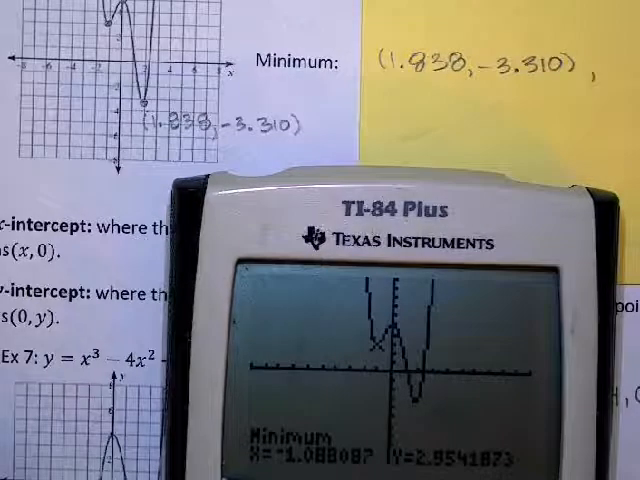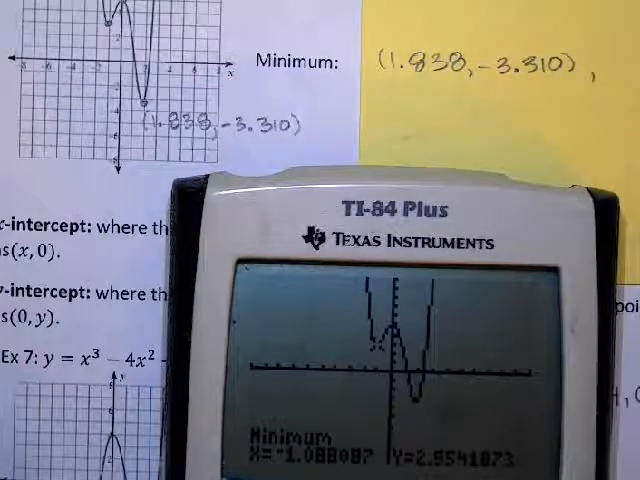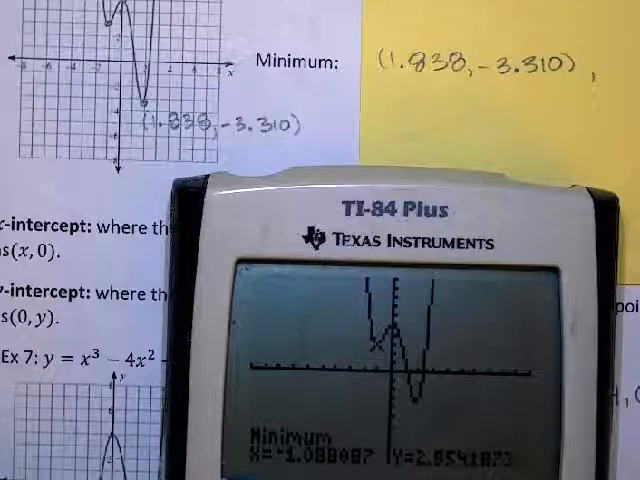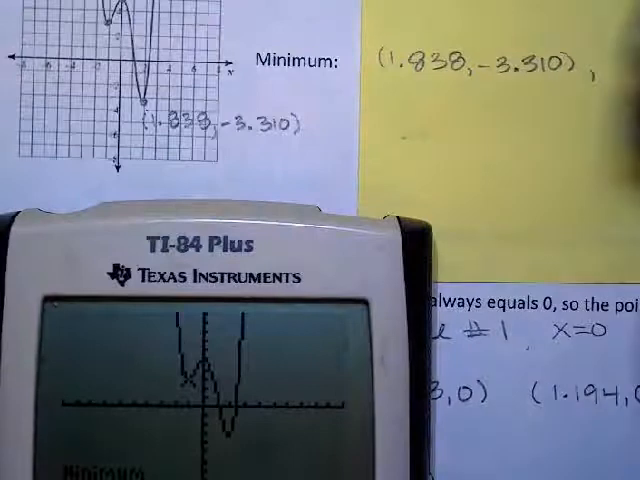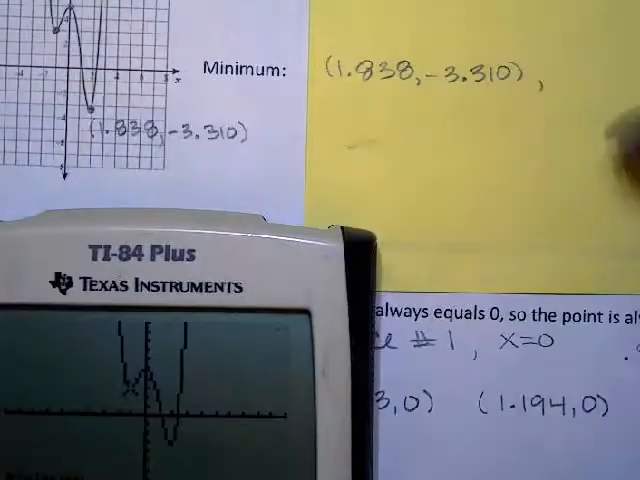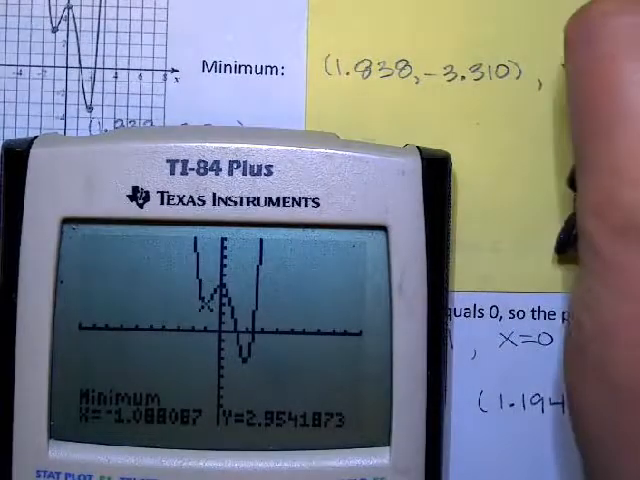So sometimes with these you can scroll left and right to find them. Sometimes you can plug in the numbers to find them. Are we comfortable with finding the max and mins on our calculators? Okay. So I just put a comma here. I did not put a U. Does anyone know why I did not put a U?